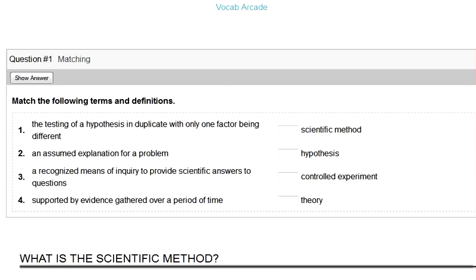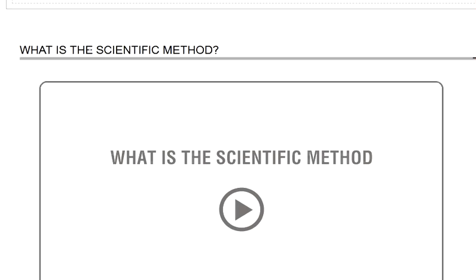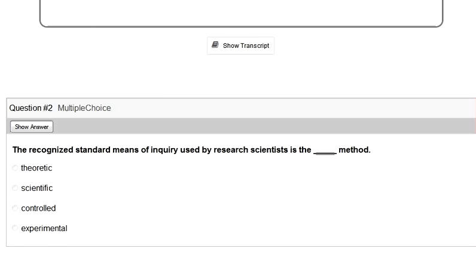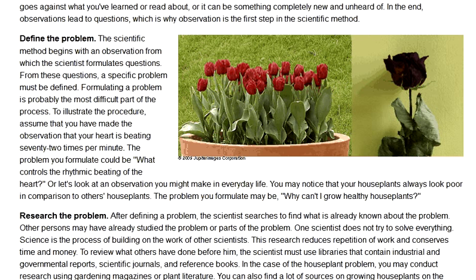As we come down through, it says, what is the scientific method? I'm also going to be putting a short animation along with your lesson that will help you understand the scientific method too. So the scientific method, let's see, I have a couple questions on it here. Here they go through the steps of the scientific method.